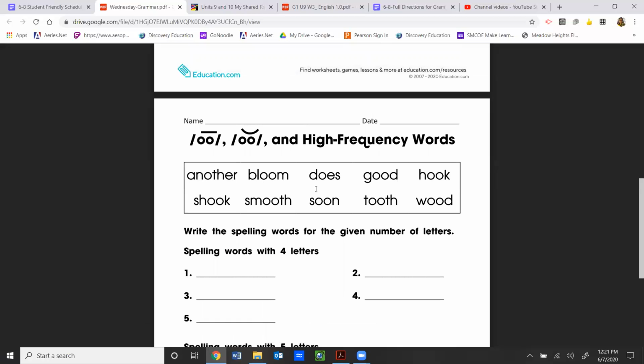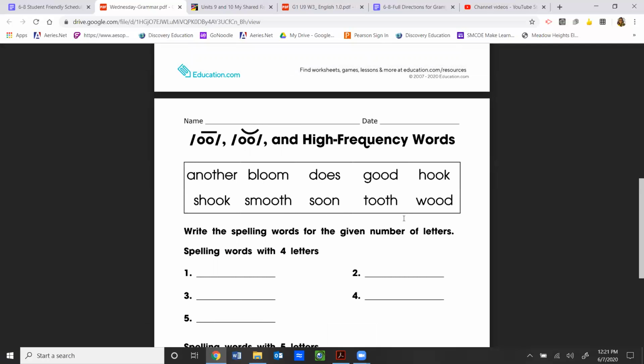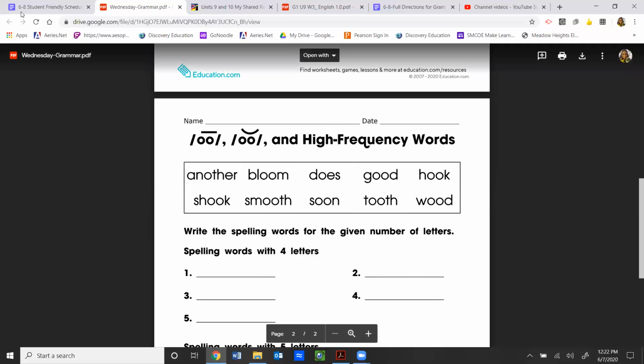Another, bloom, does, good, cook, shook, smooth, soon, tooth, and would. If you want a little bit more to do with the spelling words, you can always write sentences with them. That would be kind of fun.